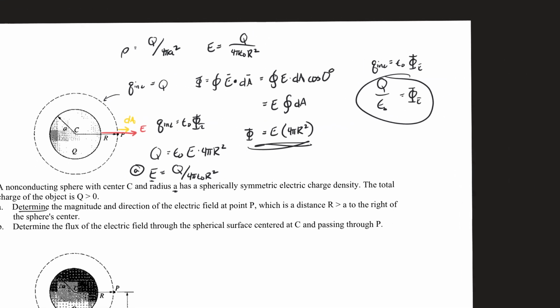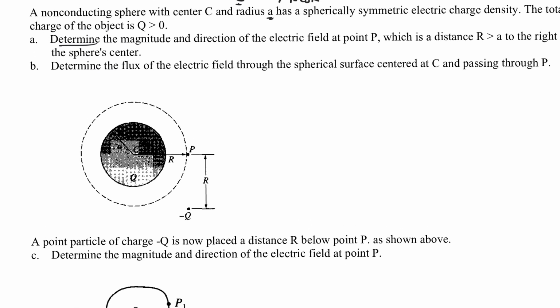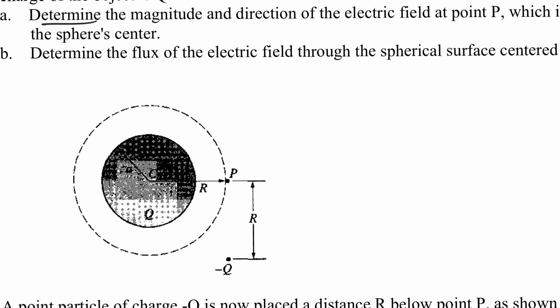All right. Moving down to our next question. A point charge, negative Q, is now placed a distance r below point P as shown above. Determine the magnitude and direction of the electric field at point P. Well, now we have an electric field from the charged sphere in this direction, and we know from the sphere, I'll put a little s there for sphere, this has to be Q over 4 pi epsilon naught r squared.